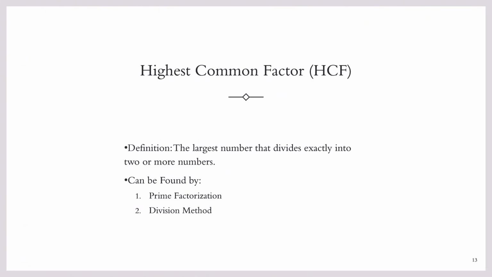Now we come to the concept of what is highest common factor. It is the largest number that divides exactly into two or more numbers. In simple words, it is the highest common factor. We have understood the concept of common factor, and if we were to calculate or find the highest number from these common factors, then that would be our highest common factor. It can be found by prime factorization and division method.